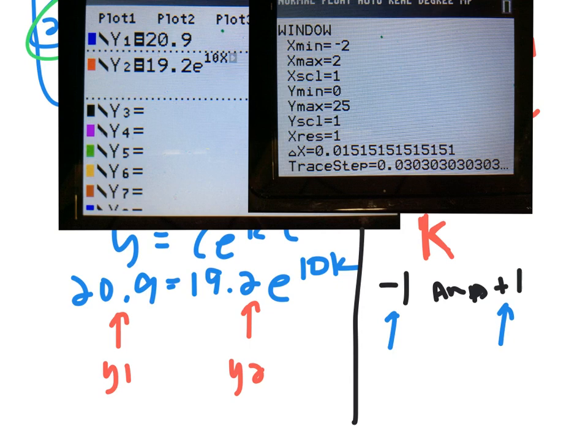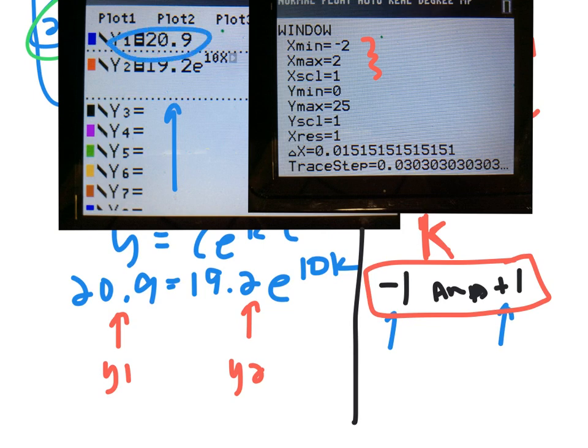So here's what my calculator looks like. I have my left-hand side in y1, the right-hand side of the equation in y2. I have my x-min and my x-max to be -2 to +2, so that gives me a little bit of room because k is always a decimal between -1 and +1. And since y1 is 20.9, I made my y-max 25 to make sure that fit on my graph.